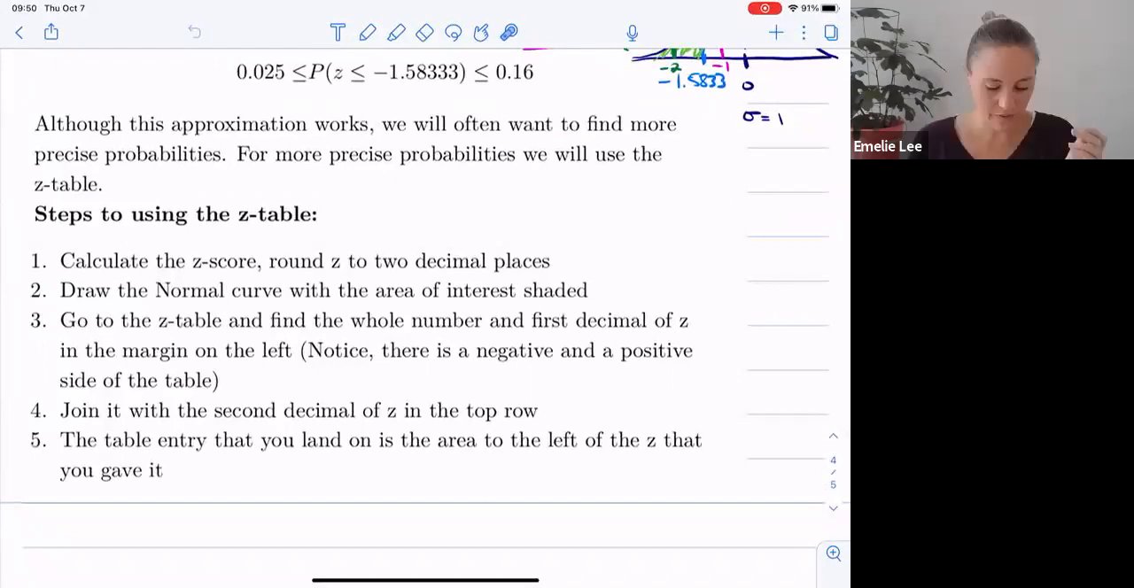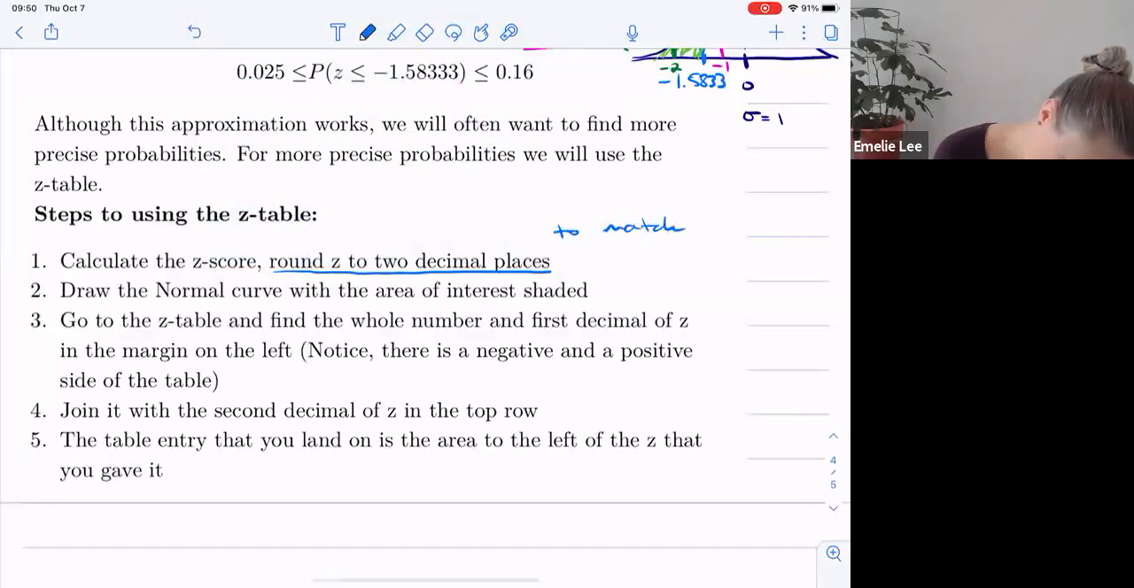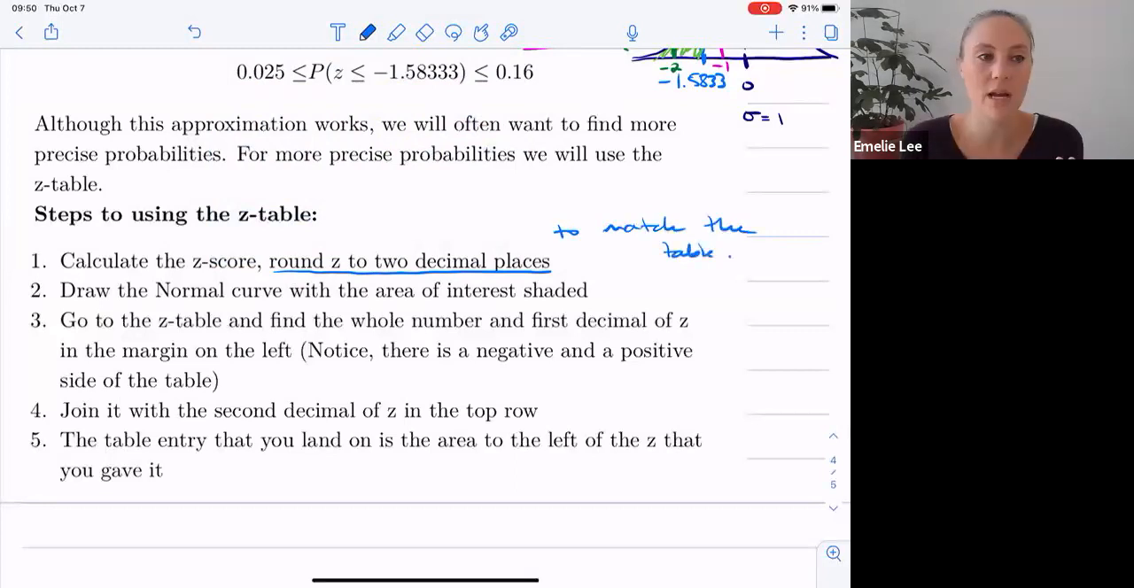So what you're going to do is calculate the Z-score, right? So if you want to find the area under the curve, then we're going to round Z to 2 decimal places, and this is to match the table. That's not something you need to memorize. You go to the table and think, oh, I can only handle 2 decimal places. So then you go back and round it to 2 decimal places. And so you're going to have to round properly to 2 decimal places.